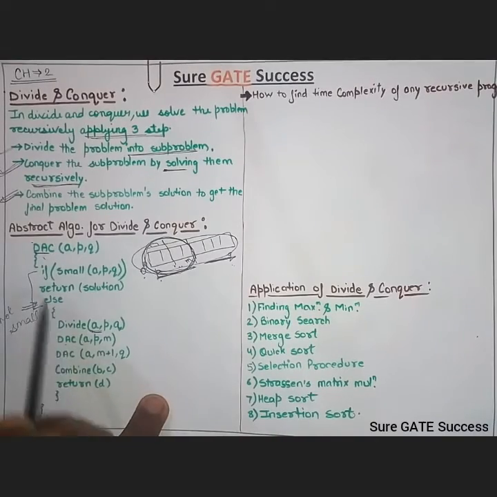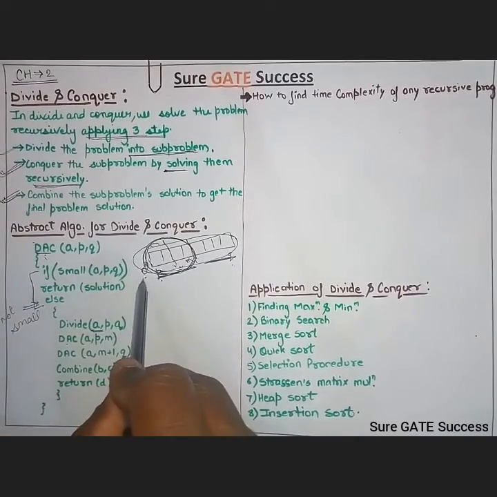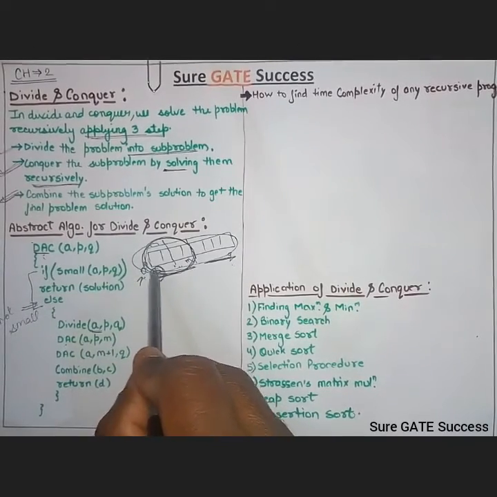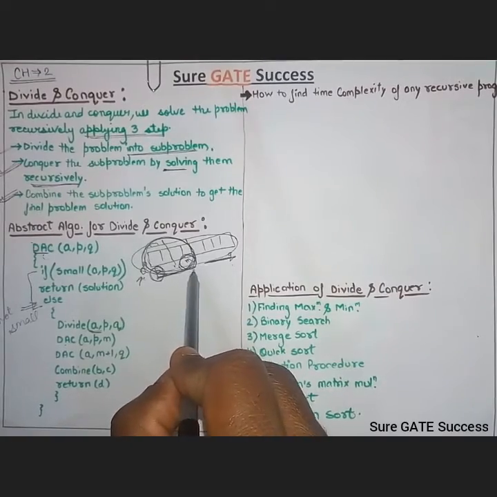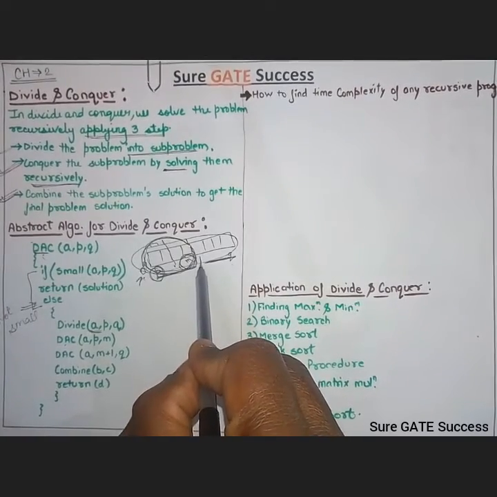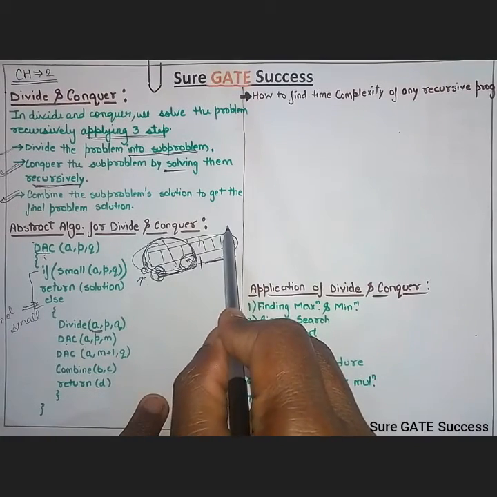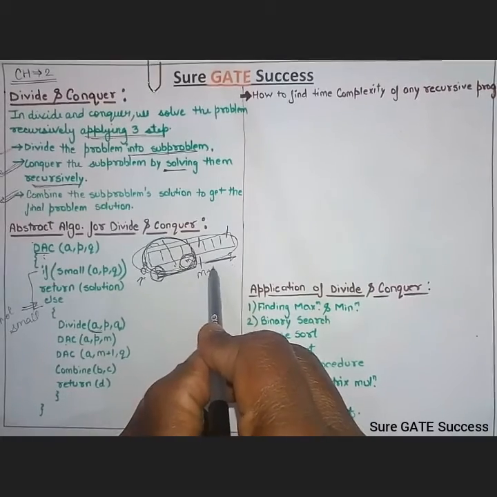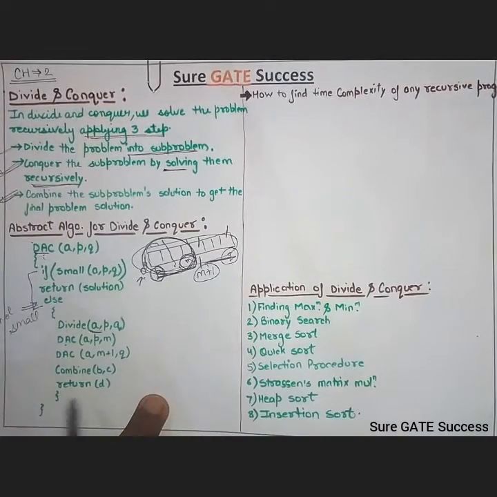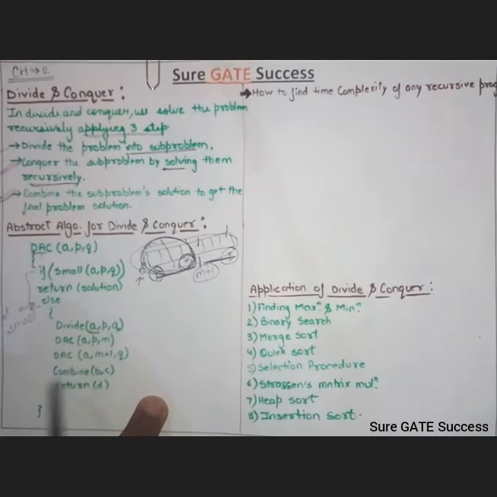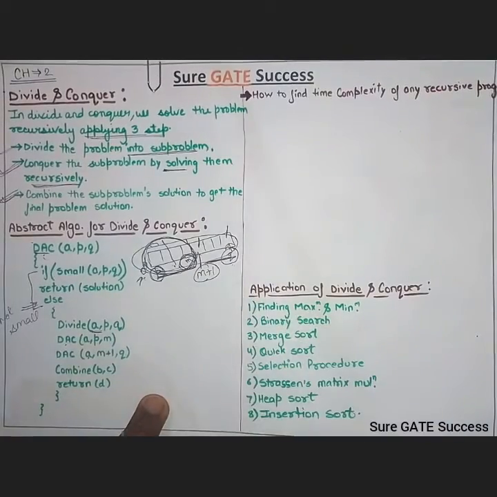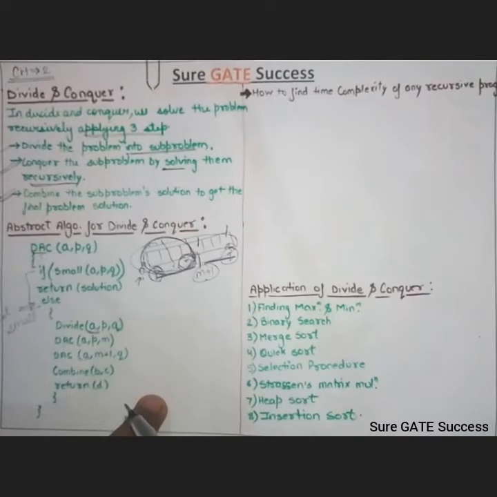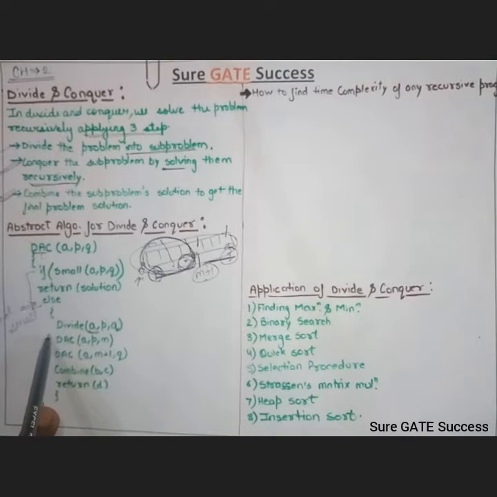So we have to apply the same divide and conquer algorithm on array A whose starting element is P and the address of the last element is M. Similarly, we have to apply the algorithm from this point onwards to address Q. So this will be the address M plus 1, and this will be the address Q. In the next step we have applied the same algorithm for array A whose starting address is M plus 1 and the last address is Q. And finally we have combined B and C. We have taken this as B and this as C.